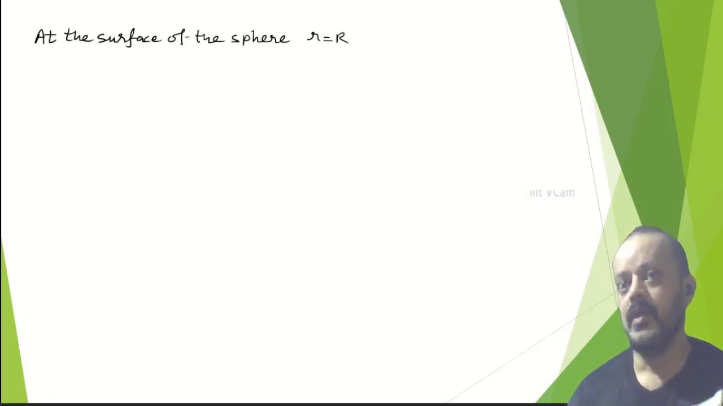Now at the surface of this sphere, we substitute capital R in place of small r in the above expression. So we get E equals k capital R square divided by 4 epsilon naught.